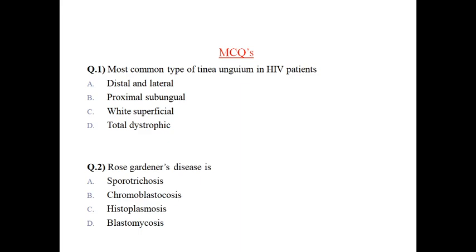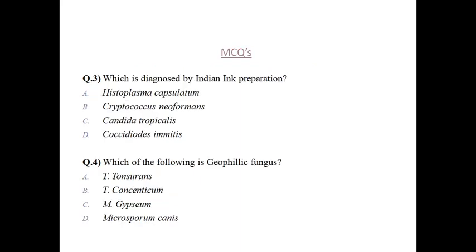So some MCQs you have to do. First one is, the most common type of tinea unguium in HIV patients is either distal and lateral, proximal subungual, white superficial, or total dystrophic. The answer is white superficial. The Rose-Gardner disease is sporotrichosis. It is not chromoblastomycosis, histoplasmosis or blastomycosis. It is sporotrichosis. Then which is diagnosed by Indian ink preparation? So it is Cryptococcus neoformans.